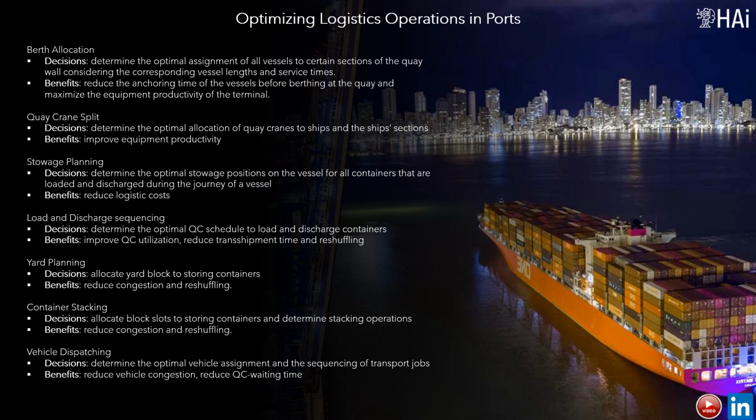Optimizing logistics operations in ports. Berth allocation. Decisions: determine the optimal assignment of all vessels to certain sections of the quay wall considering the corresponding vessel lengths and service times. Benefits: reduce the anchoring time of the vessels before berthing at the quay and maximize the equipment productivity of the terminal. Quay crane split. Decisions: determine the optimal allocation of quay cranes to ships and the ship's sections.